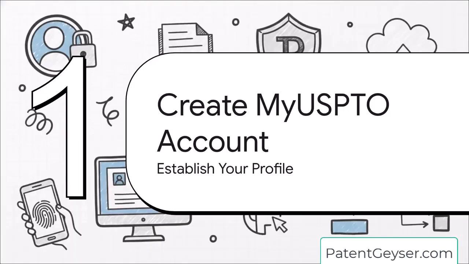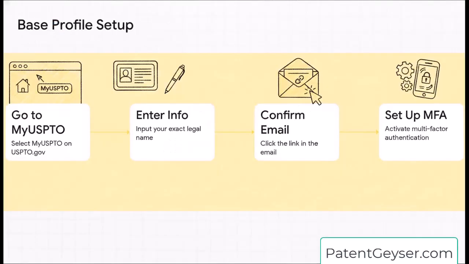Part 1. Create my USPTO account. Establishing your base profile. First step, head over to the official USPTO.gov website and click on My USPTO. When you're creating your account, pay super close attention to your name. Input your exact legal name so it perfectly matches that ID we just talked about. Once your contact info is in, keep an eye on your inbox. They'll send over a confirmation email. Click that link and you'll immediately be prompted to activate multi-factor authentication, or MFA.